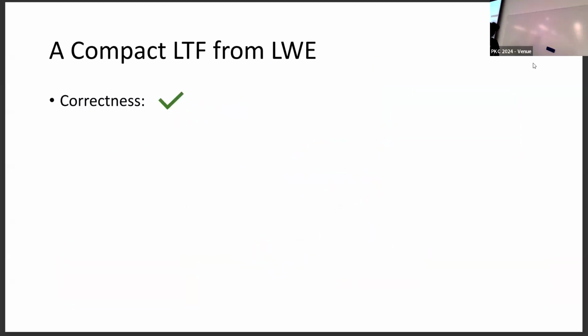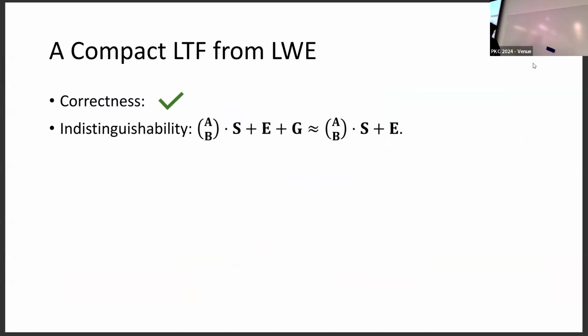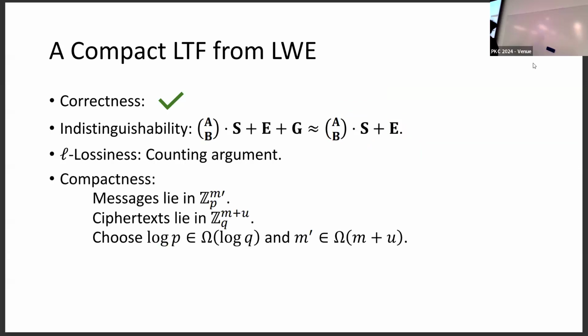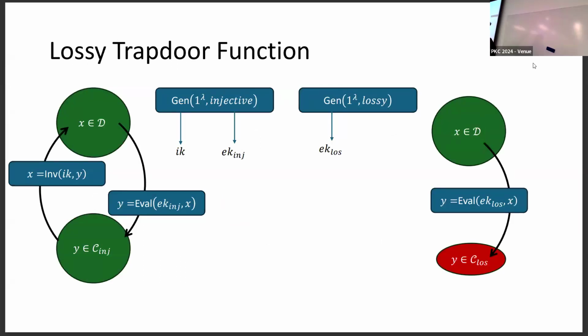So I hope I convinced you all that correctness is fine. Injectivity is also easy, that's LWE. And lossiness is based on counting arguments. And the trick is, in the lossy case, our matrix is the sum of a low rank matrix and a short matrix. And our domain points, we basically turn them into 0-1 vectors. And then you can basically count that you have to lose information. Right, and correctness, set the parameters accordingly, then everything is fine. Okay. Yeah, so I hope you all believe me.